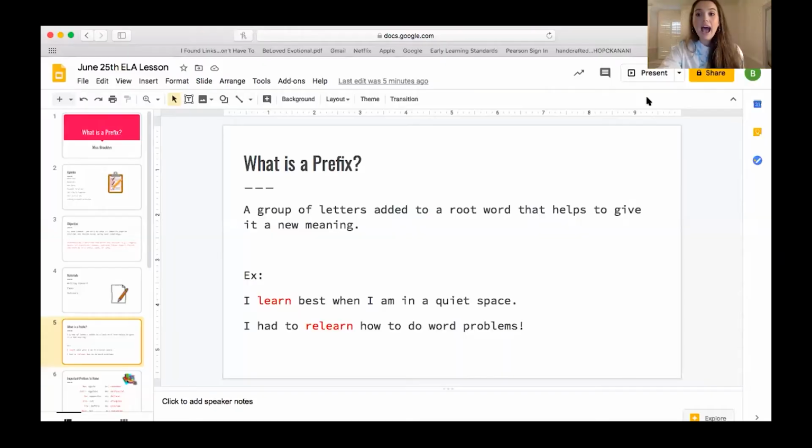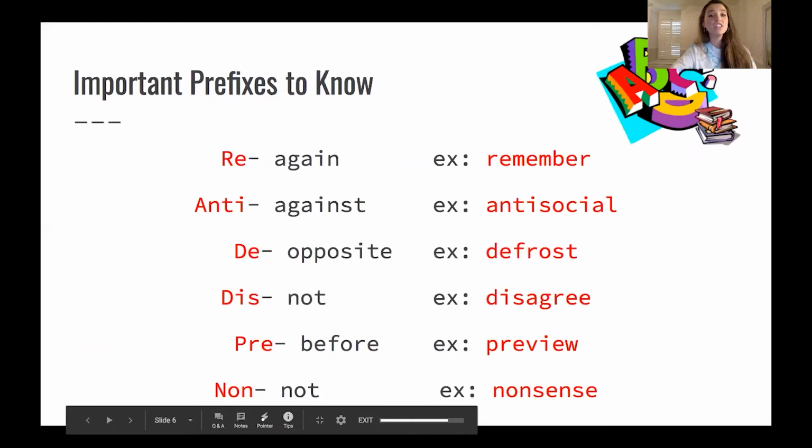I'm going to share my screen with you again so you can see another list of my examples. So I have some examples up here that are just important prefixes. These are not all the prefixes that exist. There are many, many prefixes in the world, but these are just some prefixes to know.